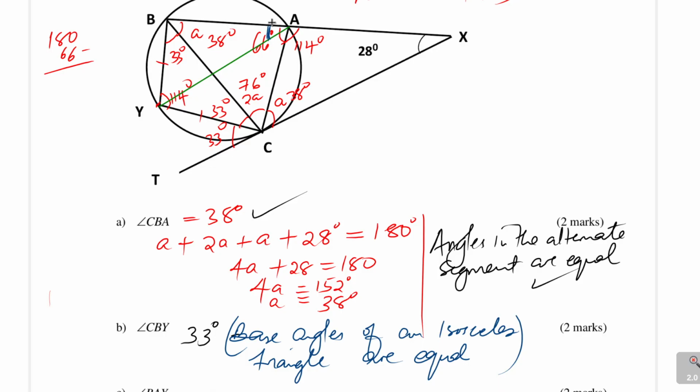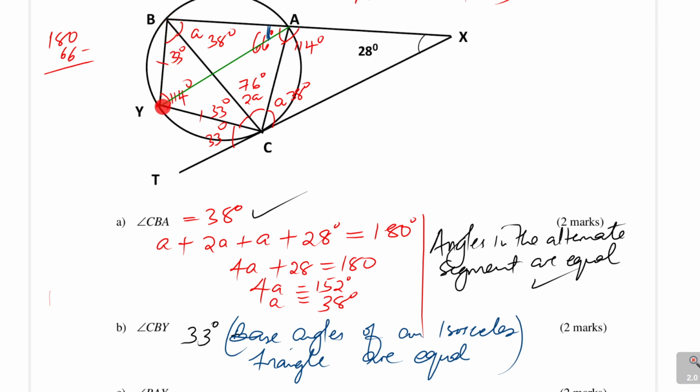So that angle, we can get it by using angles subtended by the same chord. I'd like you to look at this chord that is here, chord BY. Chord BY is subtending that angle BAY, and also the same chord is subtending this angle BCY. So therefore this angle here, 33, is equivalent to this angle. Angles subtended by the same chord at the circumference.